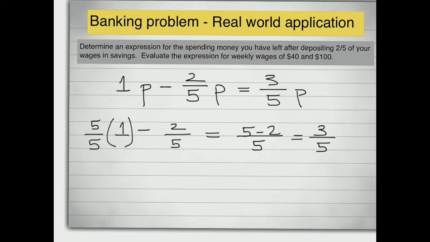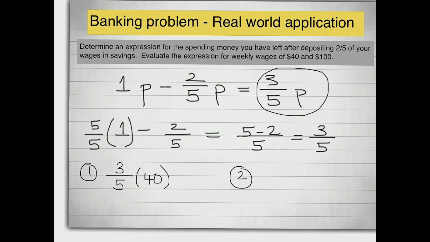Now, the next thing that we want to discuss is evaluating our expression for our weekly wages of $40 and $100. How are we going to do this? Well, the great thing is we actually have our expression right here. We have 3/5 p. That's going to be the amount of money that we have left over that we can spend. So in our first case, we're going to have 3/5 times some amount p. In this case, we're going to substitute 40. And then in our second case, we're going to have 3/5 times another amount, $100.